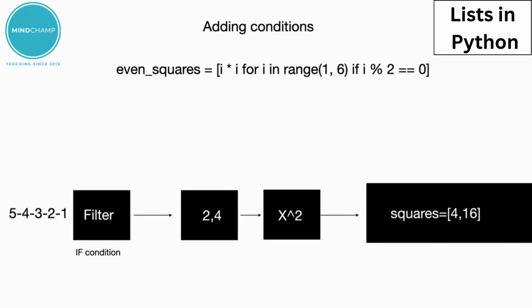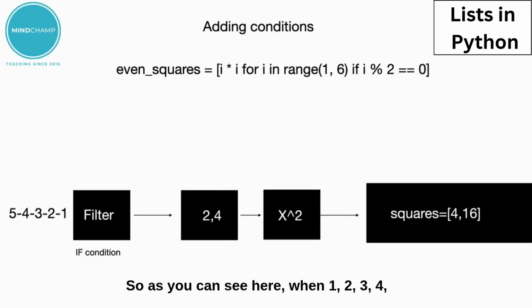Now, in this case, I want to square and store the squares of only those numbers which are even. So now the numbers inputted, 1, 2, 3, 4, 5, will be filtered using the condition if i mod 2 gives you a remainder of 0. This is the basic condition to check for even numbers. Now, if the numbers inputted pass this filter, then they will be squared and stored.